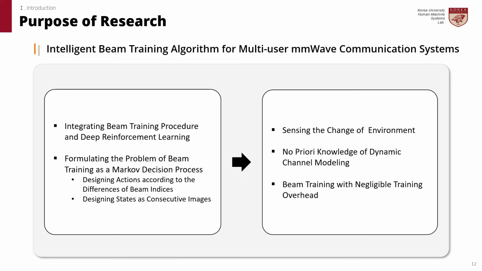We first formulate the problem of beam training as a Markov decision process. Actions are designed according to the differences of beam indices. States are designed as consecutive images. The proposed algorithm can sense the change of the environment, requires no prior knowledge of dynamic channel modeling, and can train beams with negligible training overhead.